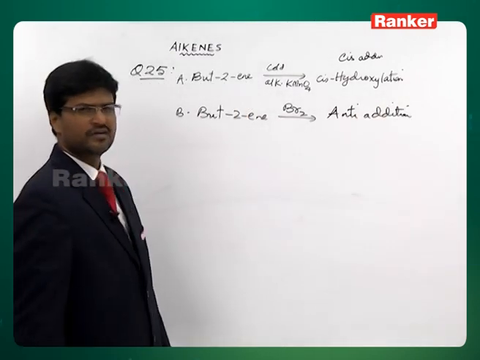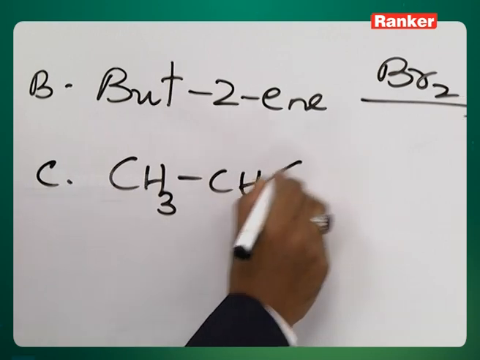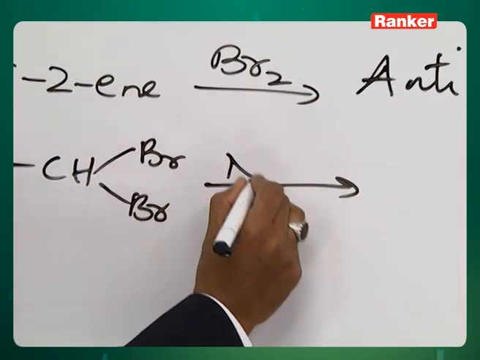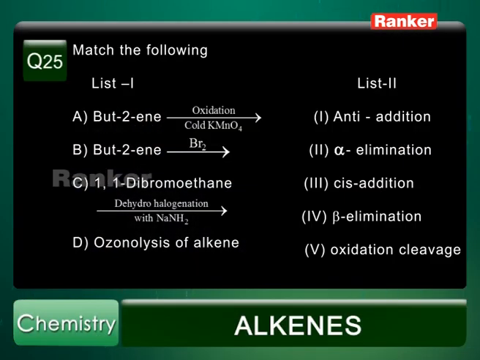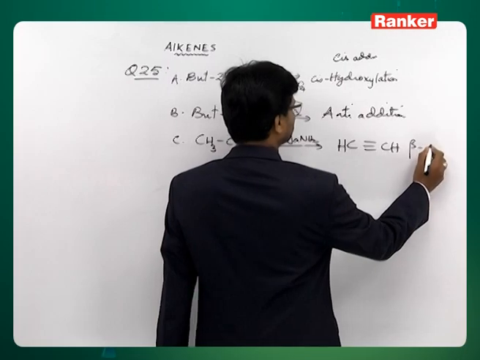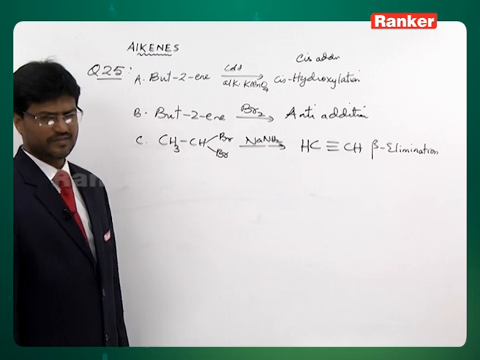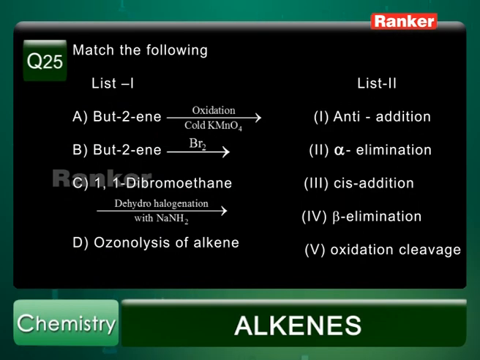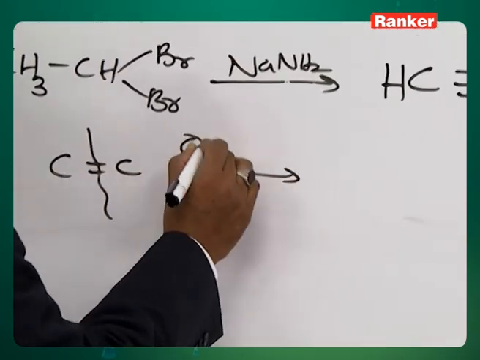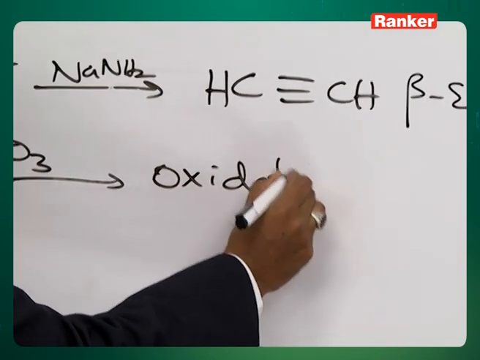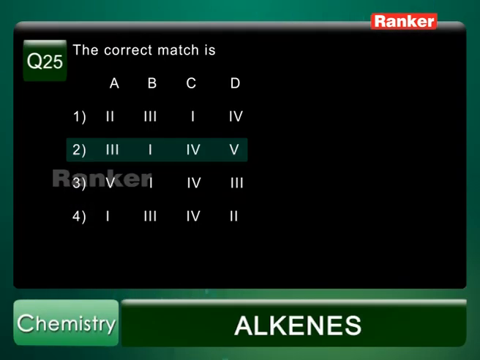It takes place via cyclic bromonium ion, therefore, it is an anti-addition. C is 1,1-dibromoethane. It is being treated with sodamide. So, it will give rise to HC triple bond CH. So, it is a case of elimination. You can match it with beta elimination. H and Br are lost from adjacent carbon atoms, therefore, it is beta elimination. So, C should be matched with 4 and then finally, ozonolysis of alkene. This is a case of oxidative cleavage. So, D should be matched with 5. So, the correct answer is second option.